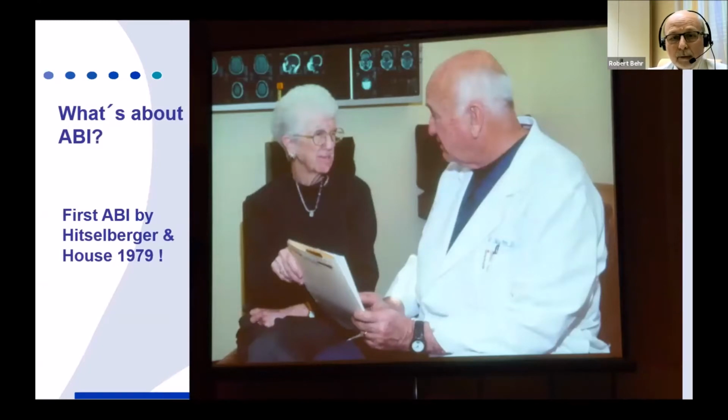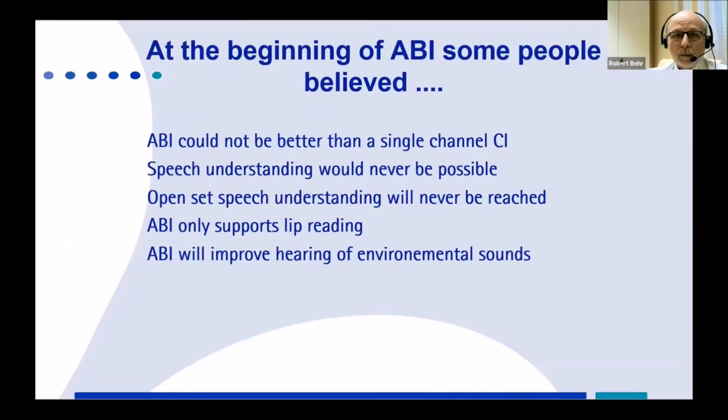So what about ABI? The first ABI was implanted by this man, Professor Hitselberger in Los Angeles. He's a neurosurgeon. And this is his very first patient, an NF2 patient. She had this very simple implant for about 20 years and was, as it was published, also very happy with this implant. So people at that time believed that ABI could not be better than a single channel cochlear implant, so a very rudimentary cochlear implant.